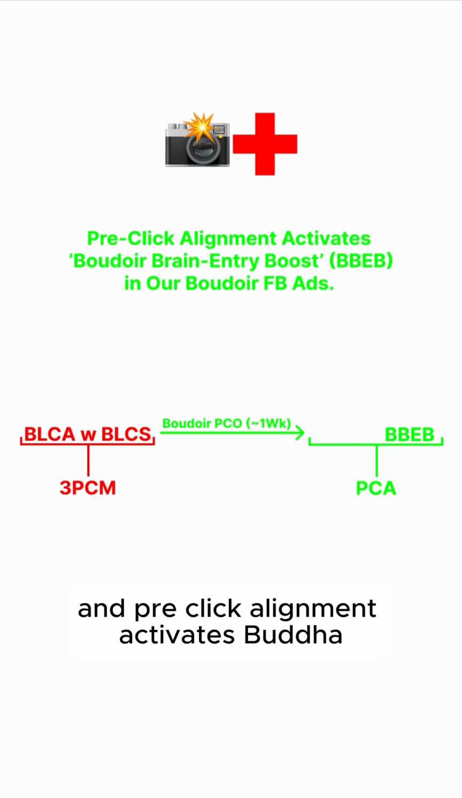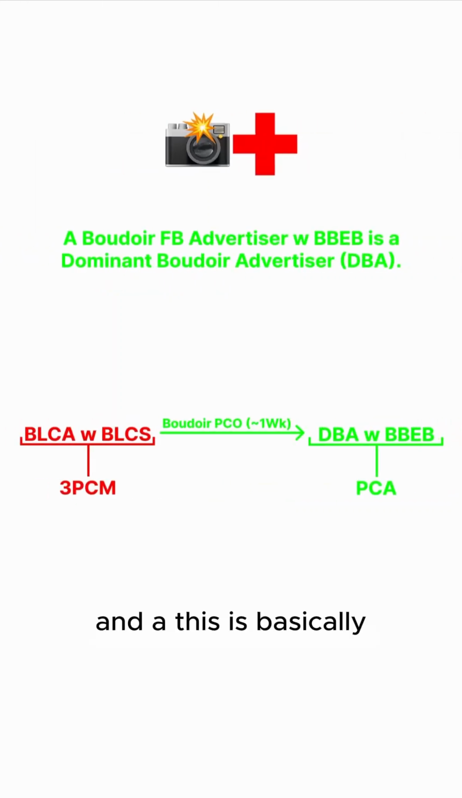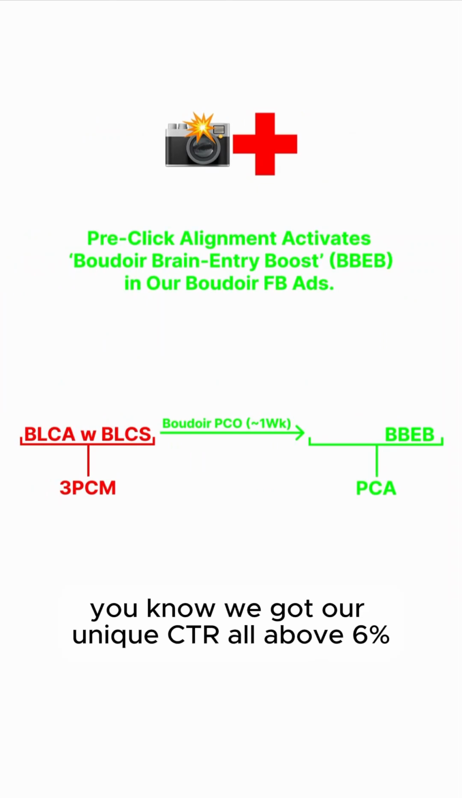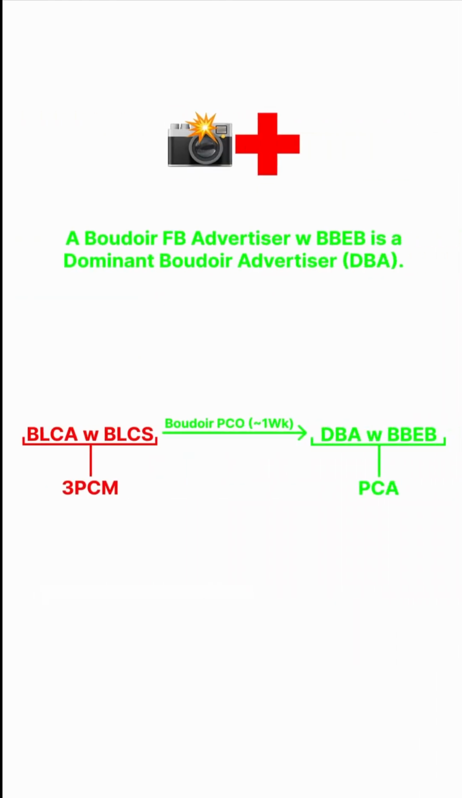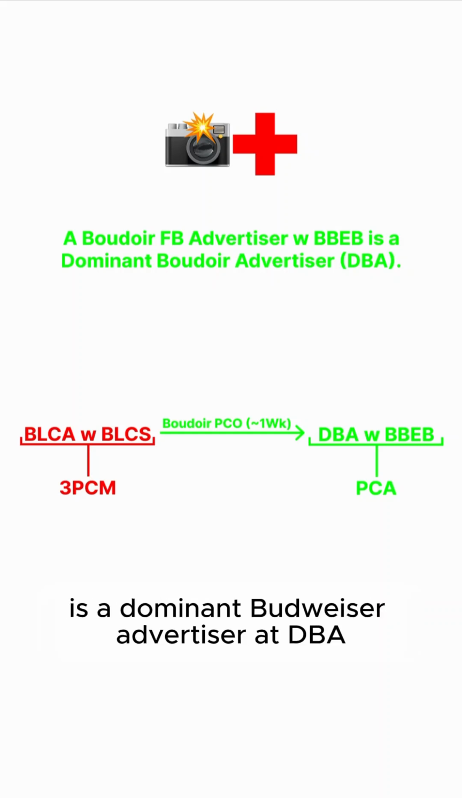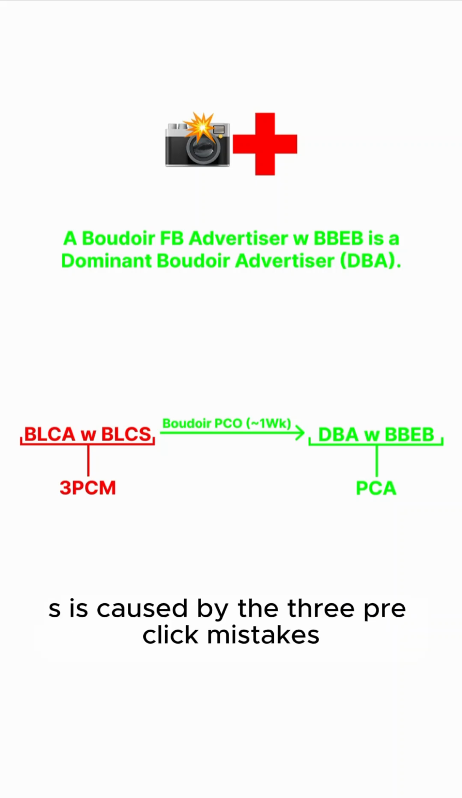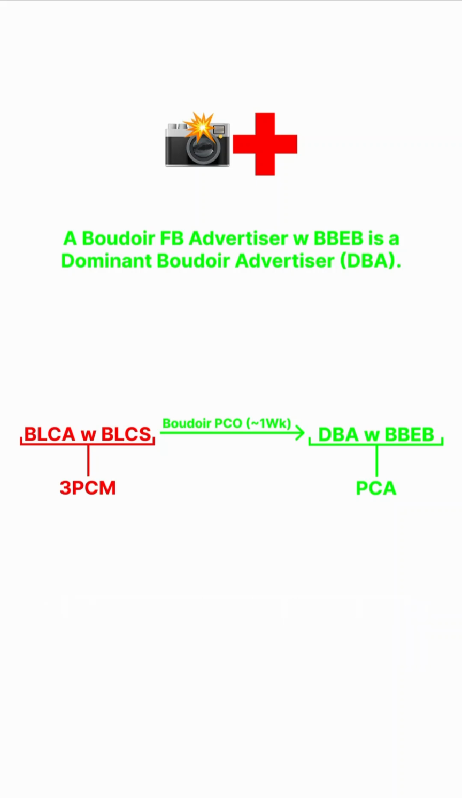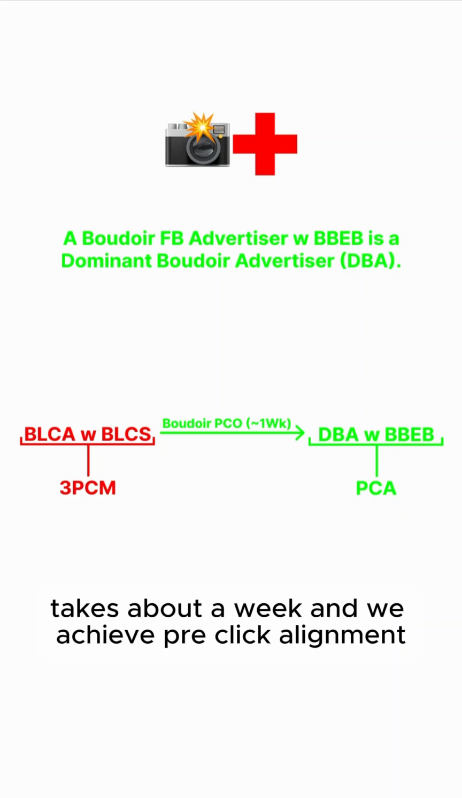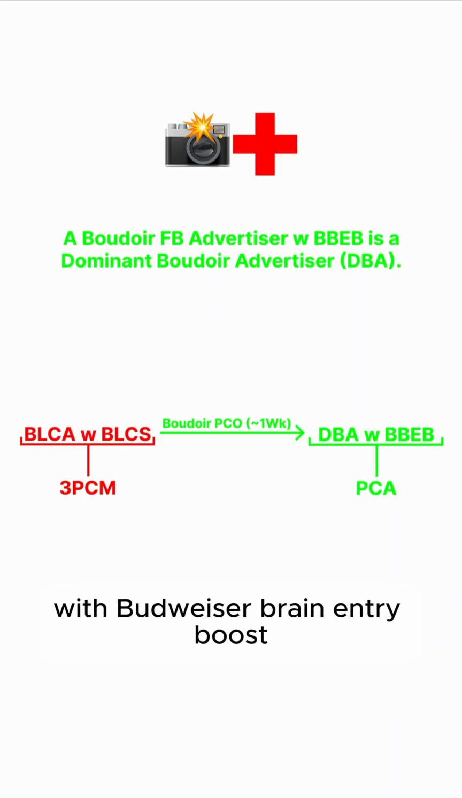And pre-click alignment activates Boudoir brain entry boost in our Boudoir Facebook ads. And this is basically, we got our unique CTR all above 6%. And a Boudoir Facebook advertiser with Boudoir brain entry boost is a dominant Boudoir advertiser, a DBA. So we got our full universe here. A BLCA with BLCS is caused by the 3 pre-click mistakes. That's fine, easy enough. Treated with Boudoir Pico, takes about a week, and we achieve pre-click alignment. We become a dominant Boudoir advertiser with Boudoir brain entry boost.